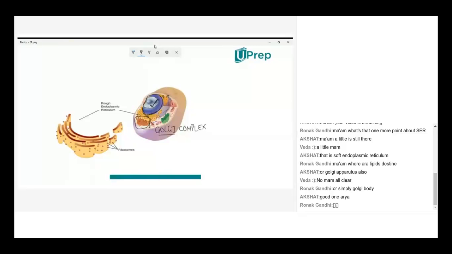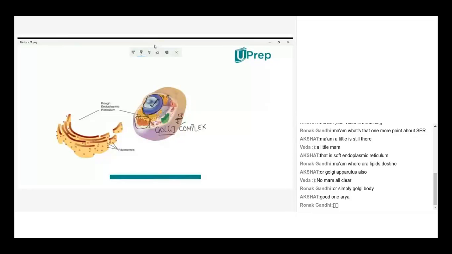So organelle, we already discussed, cell organelle always stands for the living part of the cell, isn't it? If this is the living part of the cell, it should definitely carry a function, isn't it? So the Golgi complex will be in continuation with the endoplasmic reticulum. Why is there a continuation between endoplasmic reticulum and Golgi complex? That's the point we'll discuss over here.